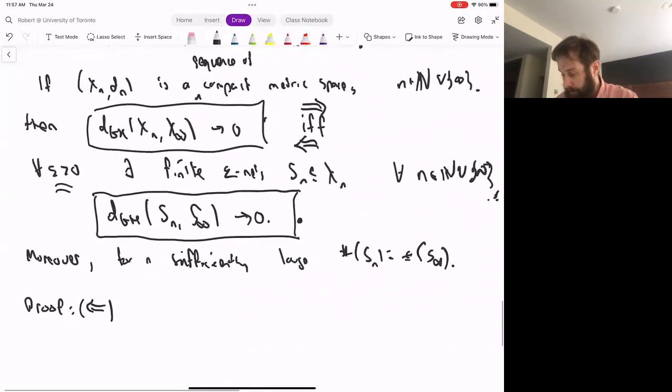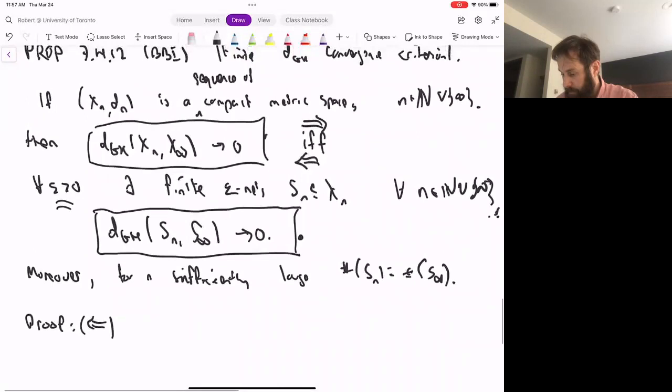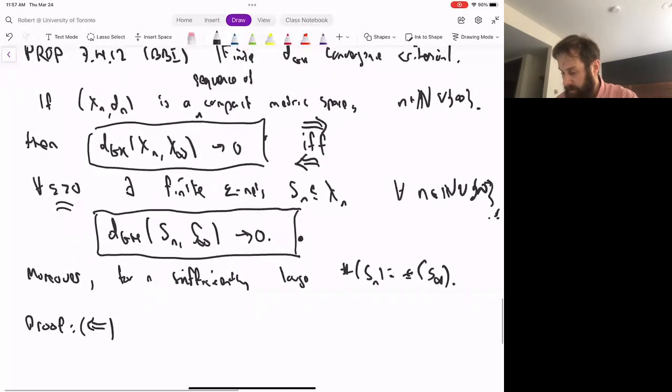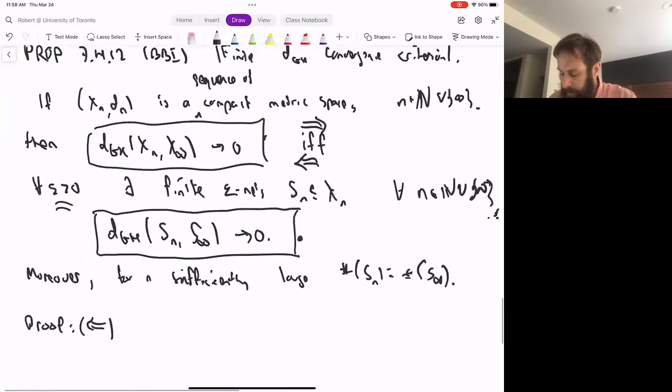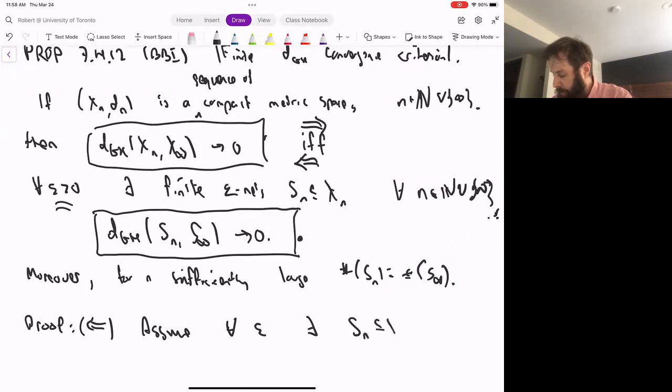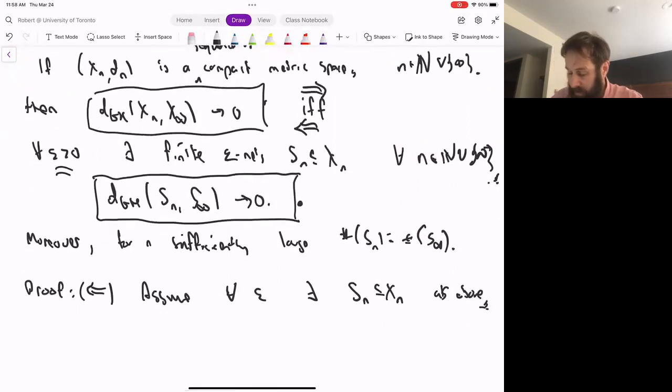So I basically just want to use the criteria that we introduced in the previous lemma. So assume for all epsilon, there exist S_n in X_n as above, such that the Gromov-Hausdorff distance of S_n to S infinity goes to 0.